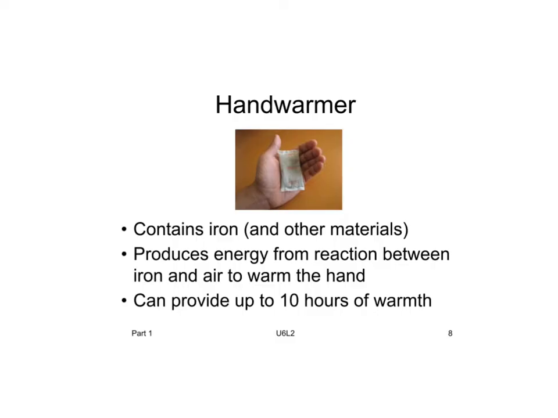There is a limiting factor here, though. Just like we've talked about before, there's a limited amount of iron contained inside the hand warmer. So when that reactant runs out, there's no longer a reaction occurring and you don't have any more warmth. That's why they're a consumable item. They get used up.